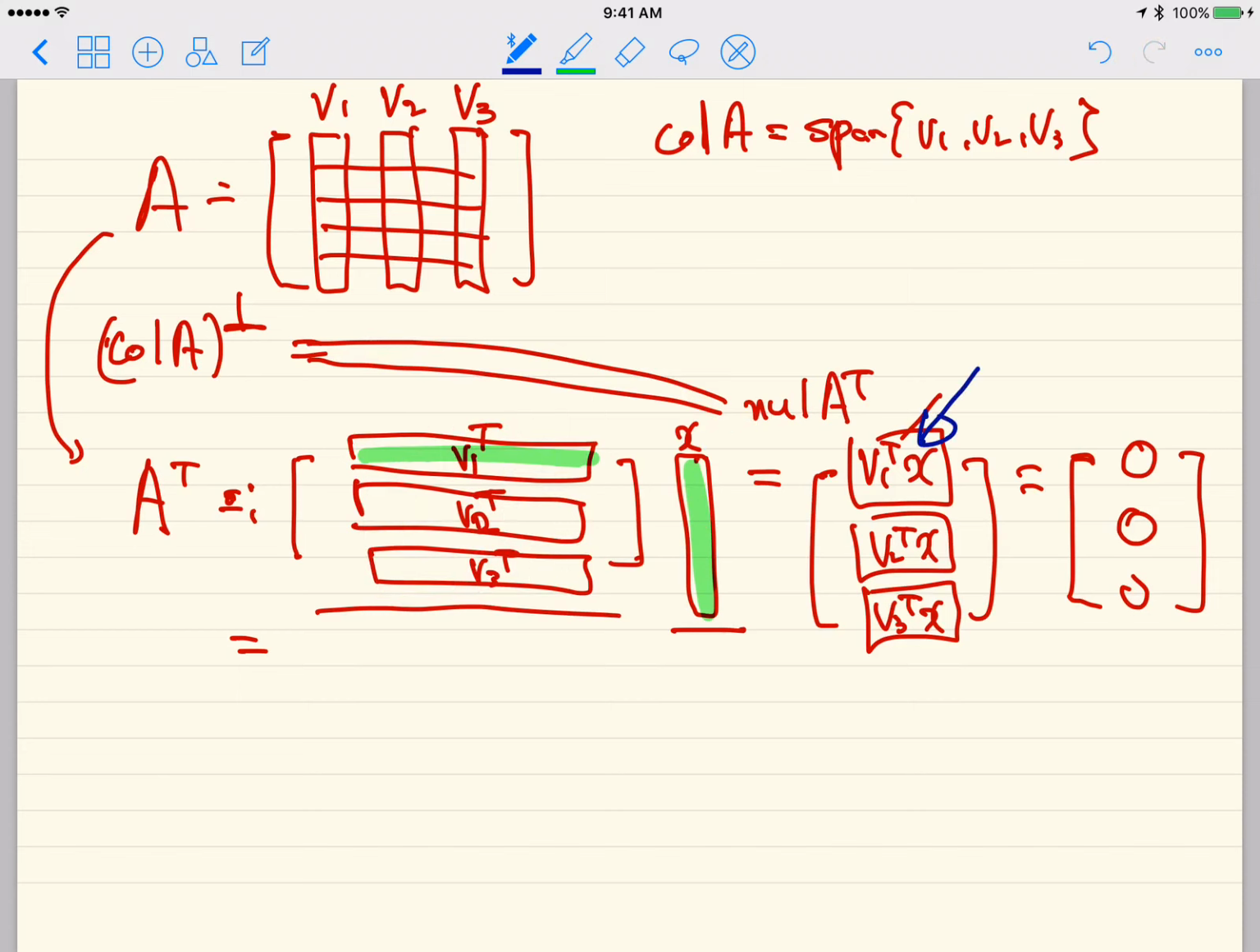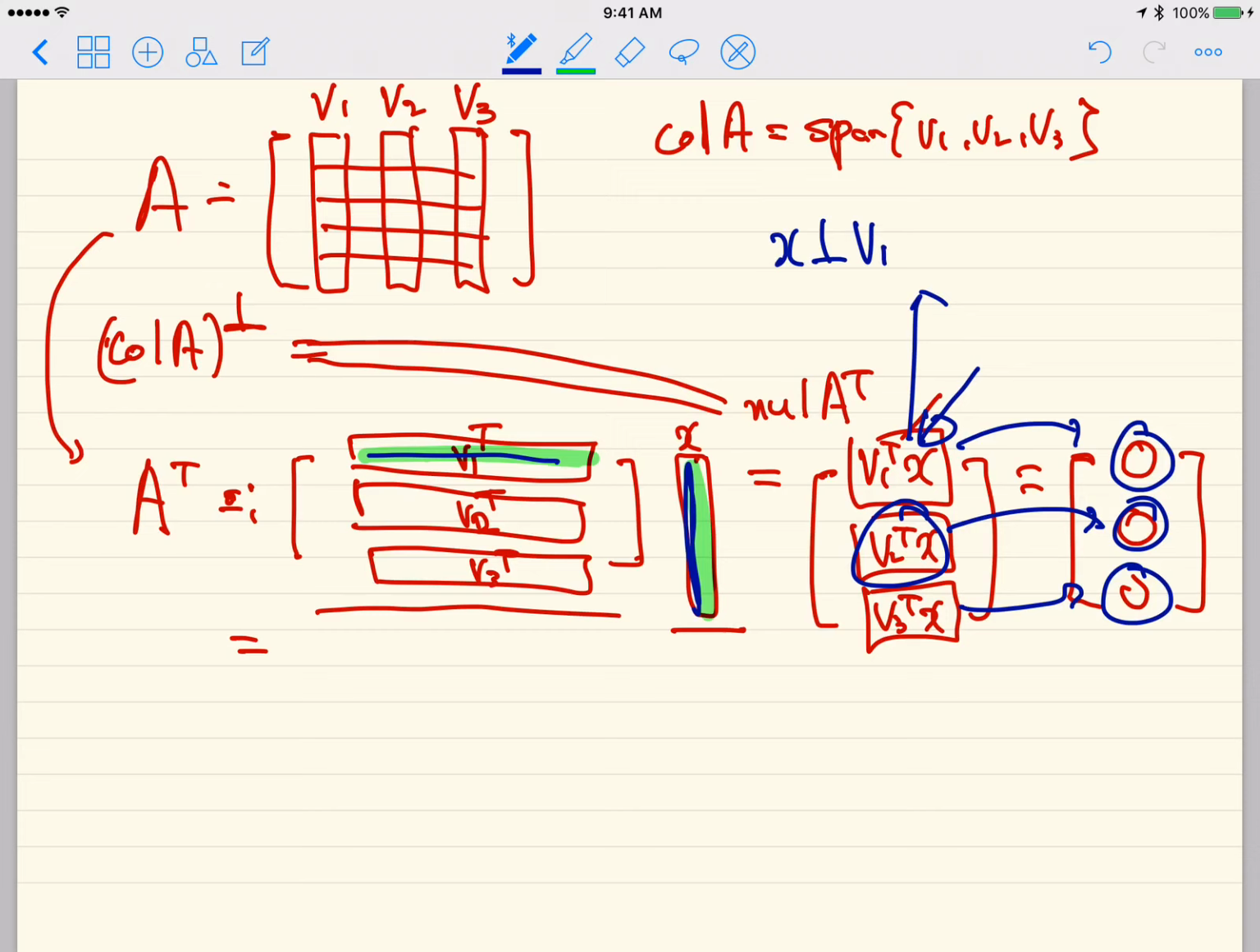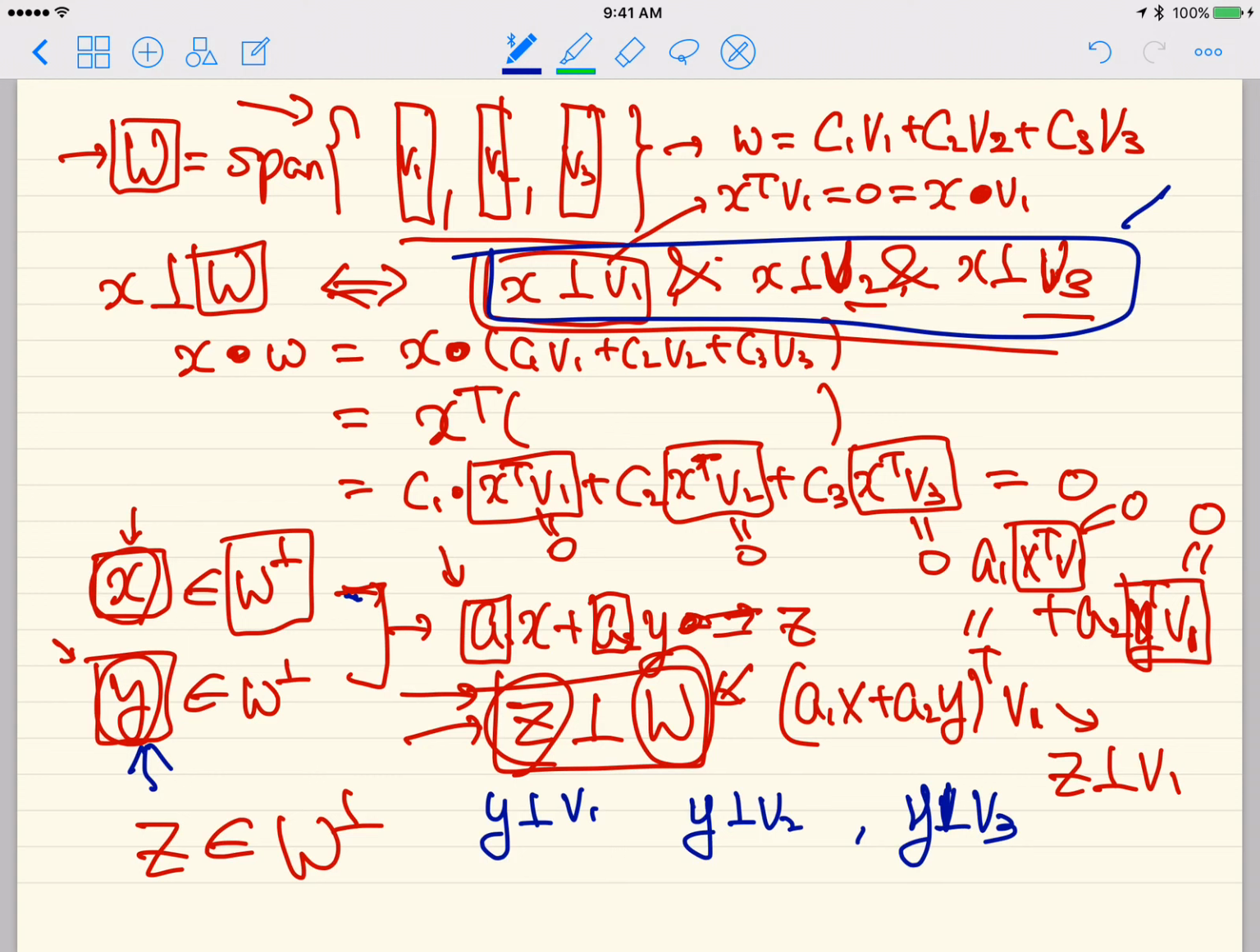So in this case, this first element is just the inner product between this row and our vector x. And that should be 0. This one should also be 0, and this one should be 0, right? So it gives you x transpose v1, and x is orthogonal to v1, v2, v3. This was actually the condition that we have to satisfy in order for this vector x to be perpendicular or orthogonal to your subspace W.